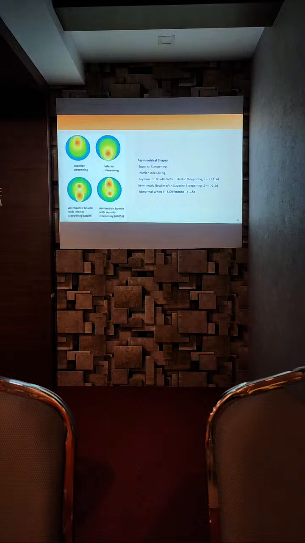Basically, we have more risk for asymmetric shapes. That is, if there is superior steepening in the map, or inferior steepening, or an asymmetric bow tie with superior steepening or inferior steepening. In the axial map, if it is an asymmetric bow tie with inferior steepening and the inferior-superior difference is greater than 1.5 diopters, it's a risk factor. And if it's an asymmetric bow tie with superior steepening and the superior-inferior difference is greater than 2.5 diopters, it's a risk factor.